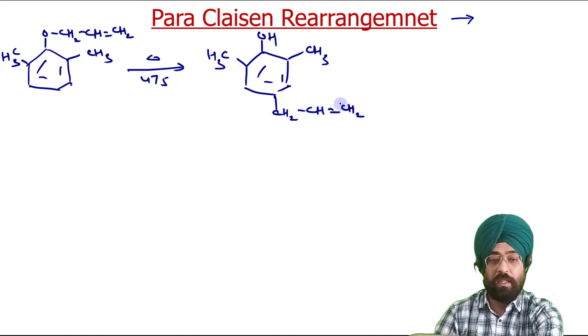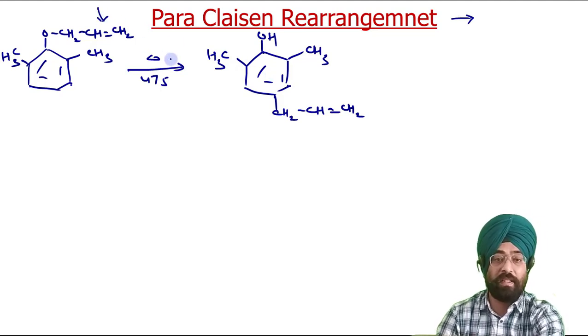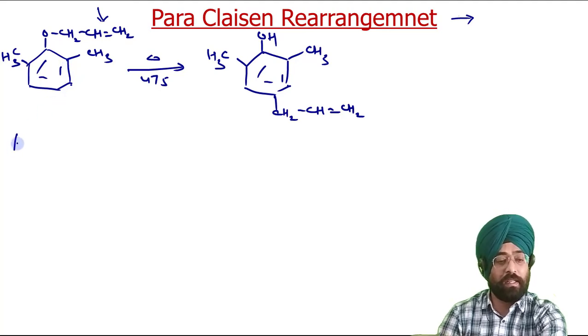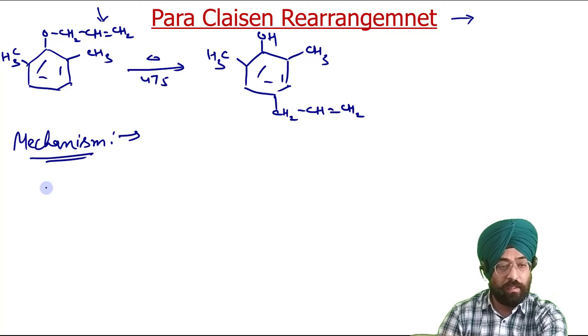Now here the difference is that in this mechanism we have to do two shifts. This group will migrate from this position to this position. First it will migrate to the ortho position, then from ortho it will migrate to the para position. Now let us write the mechanism. It is quite similar, just that we have to do it two times. So first let us write this.